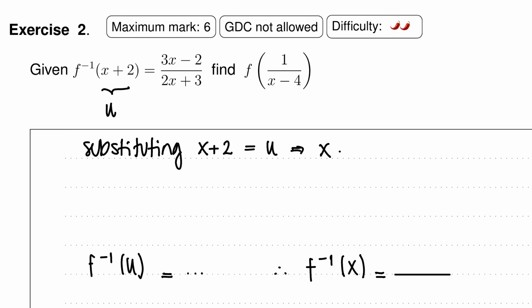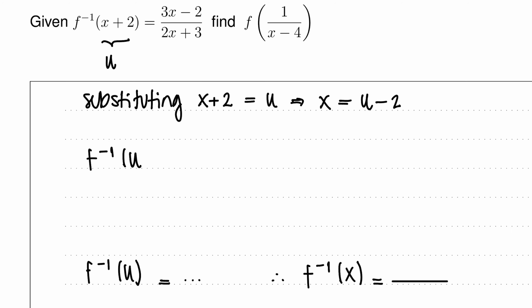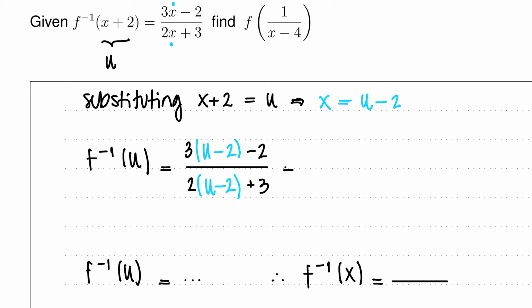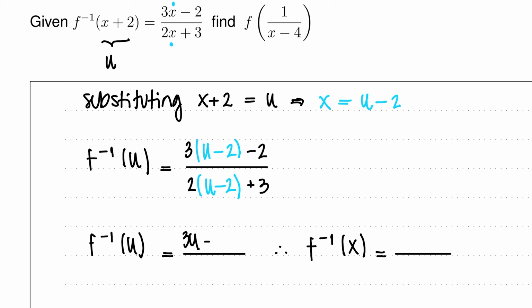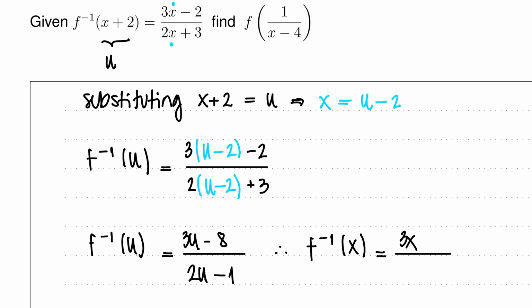Now, if we're calling x plus 2 u, that means that x is u minus 2. Therefore, on the left-hand side, we have f negative 1 of u. On the right-hand side, we're going to replace all the x values by u minus 2. So we have 3 times u minus 2, minus 2, over 2 times u minus 2, plus 3, which gives us 3u minus 8 over 2u minus 1. Therefore, the inverse of f of x is 3x minus 8 over 2x minus 1.